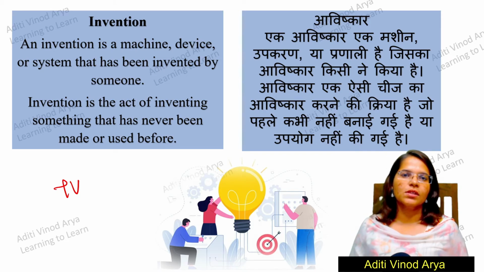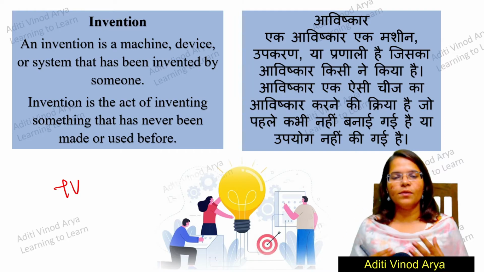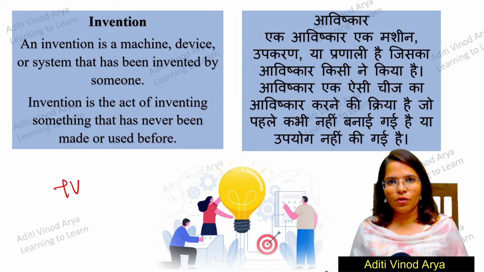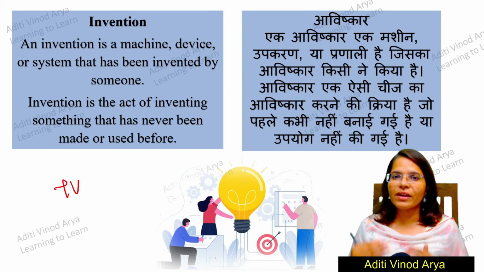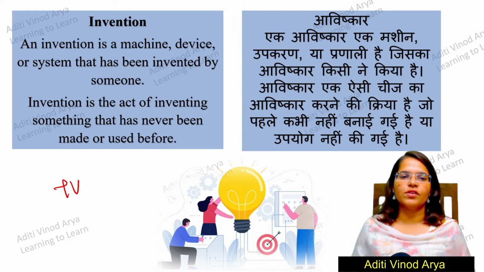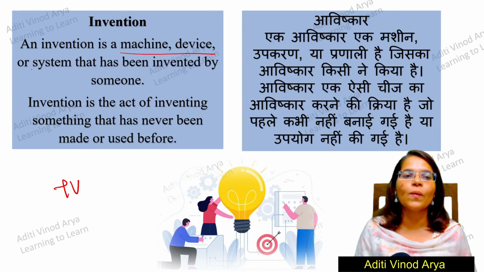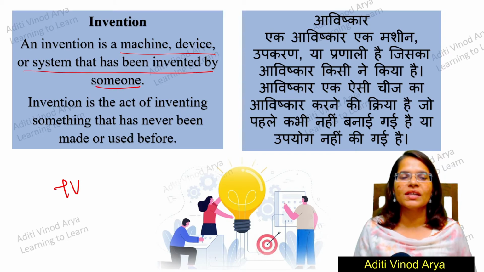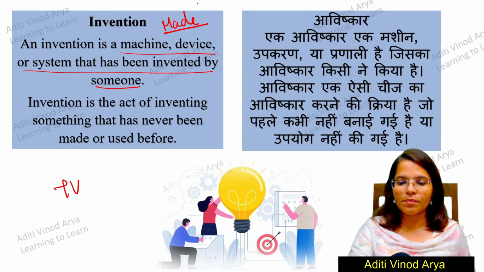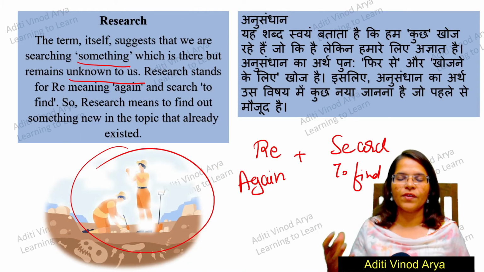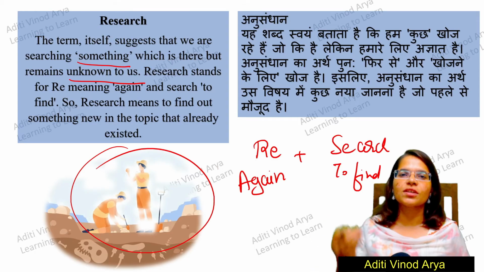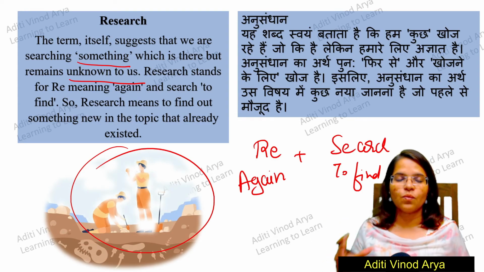Some persons in the whole wide world started researching various things, and then they tried to make wireless phones, touch screen phones. So this is invention. Invention is a machine, a device, or a system which has been invented by someone. So it is an act of making. We have made that particular thing. But in research, we are not making stuff, we are not producing something, we are just trying to find out what exactly this particular thing is.